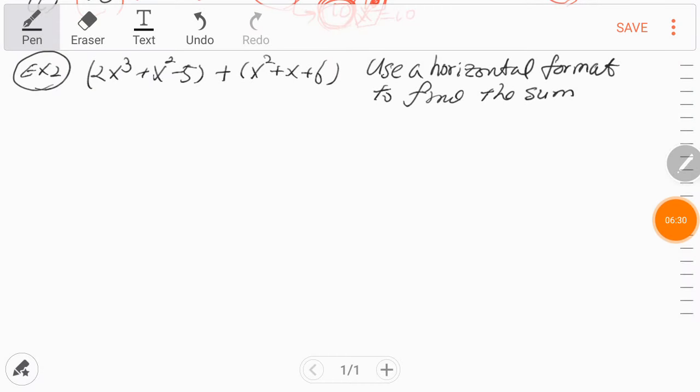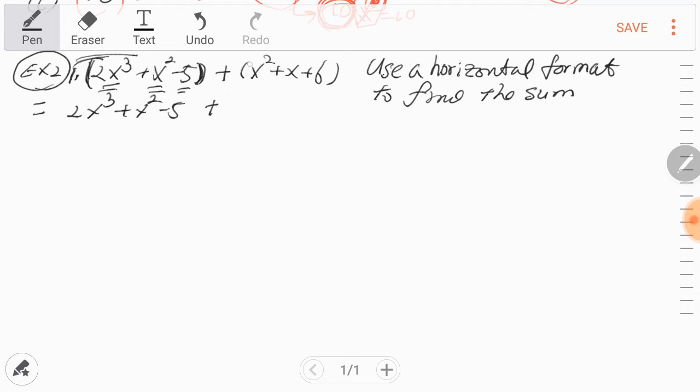Okay, in this example, we will add two polynomials using a horizontal format. The horizontal format is simple. What we do is combine the like terms, put the like terms together, and then combine them. In this case, we have a parenthesis, but we can get rid of it, because we can assume that this parenthesis is multiplied by 1, and once you distribute 1, we still have the same terms inside the parenthesis. So we can get rid of this parenthesis.